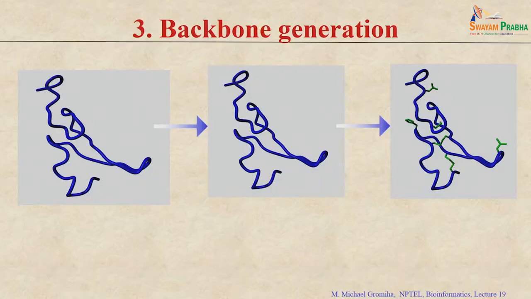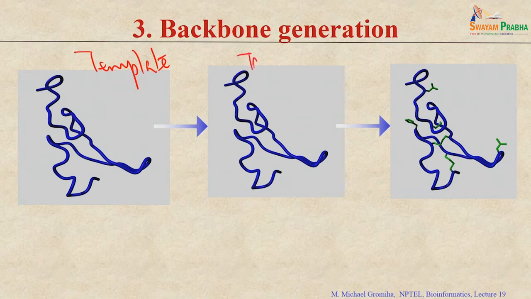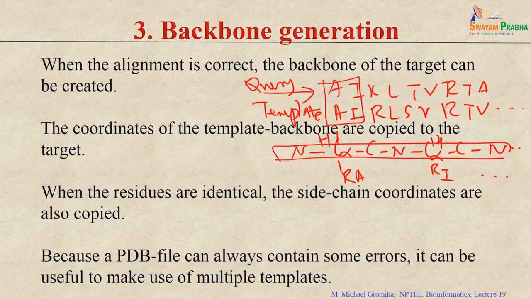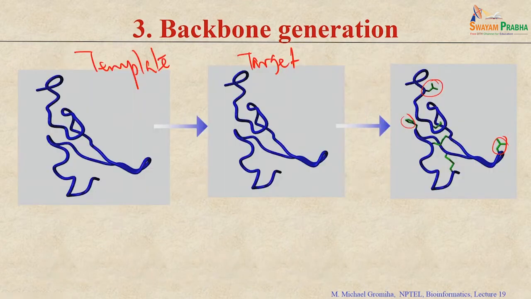Okay, this is the backbone of your template. For your target, you just copy the same backbone, that is fine. Now use the same backbone, and here you can see some side chains. What resembles this side chain? These side chains are the same between the template and the target. So the same amino acid residue, for example, as I showed here, this A and I, they are the same. In this case, you can just copy the side chains.